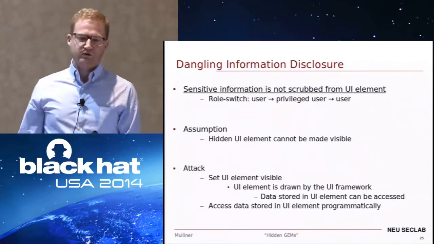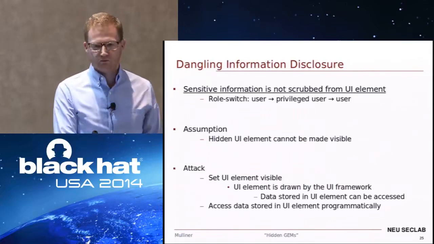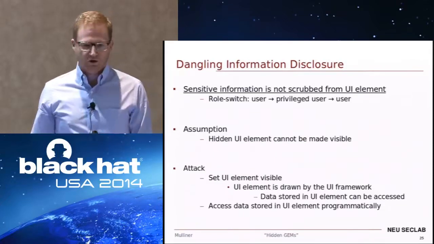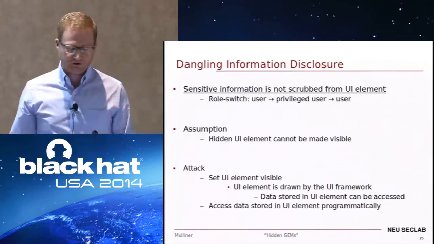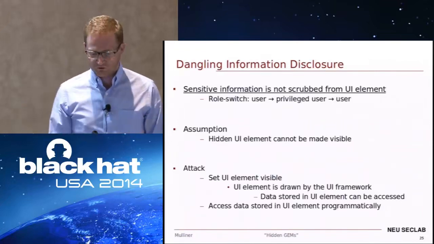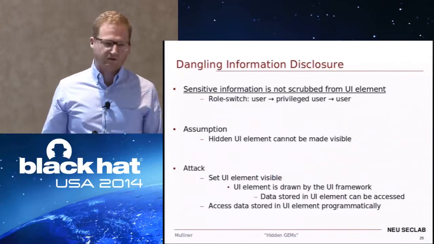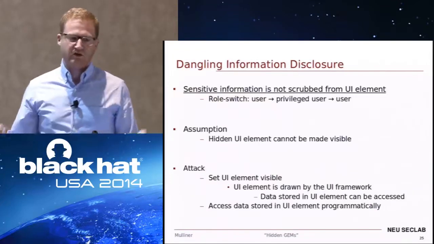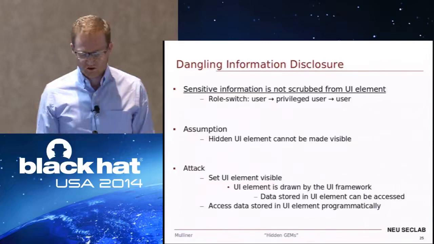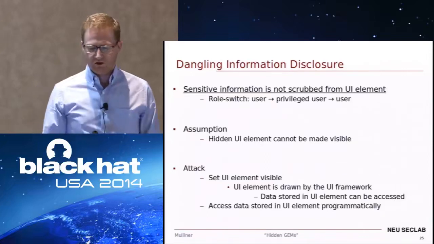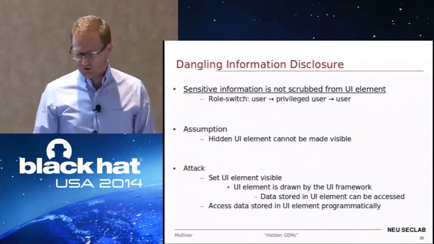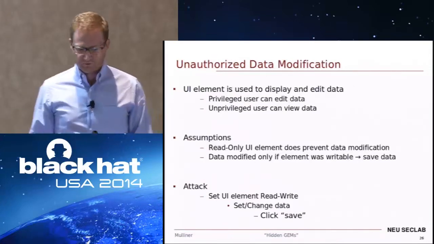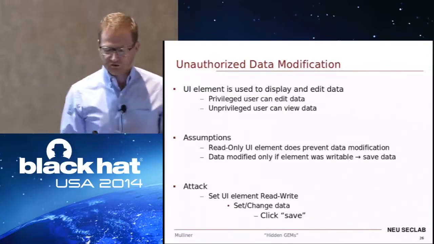And if the application doesn't remove that UI element, you may have leftovers there. Maybe data the privileged user was able to see, or maybe things like the password from that user. And the attack is basically the same. You just go back and say, show me everything that's hidden, and then you can see if there's hidden stuff. And we found a bunch of those. I'm not going to demo this one because the next one is way more interesting.